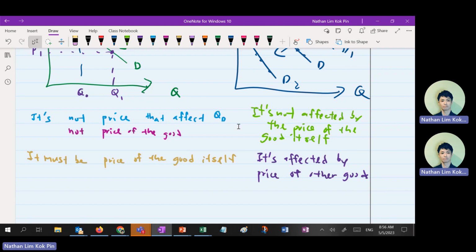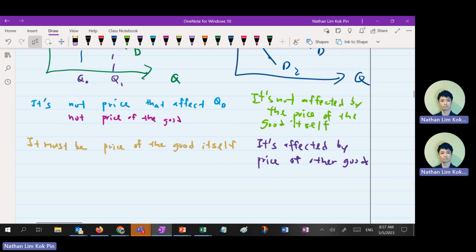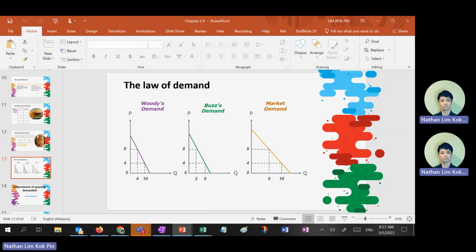Especially why I stress on this, price of the good itself and price of other goods look very similar. Must be very careful. They represent different things. Good itself means good itself, right? Price of the good itself means only this, the price of this, only this. Cannot be other stuff. Price of other goods can be other stuff that will affect the demand. Hopefully this is clear, although I already mentioned many times.